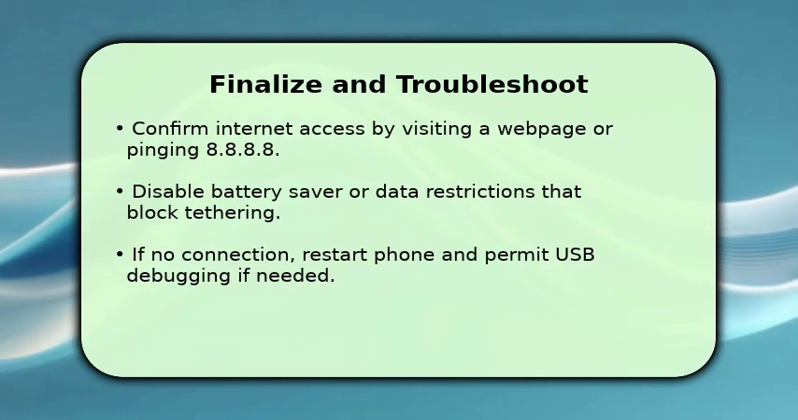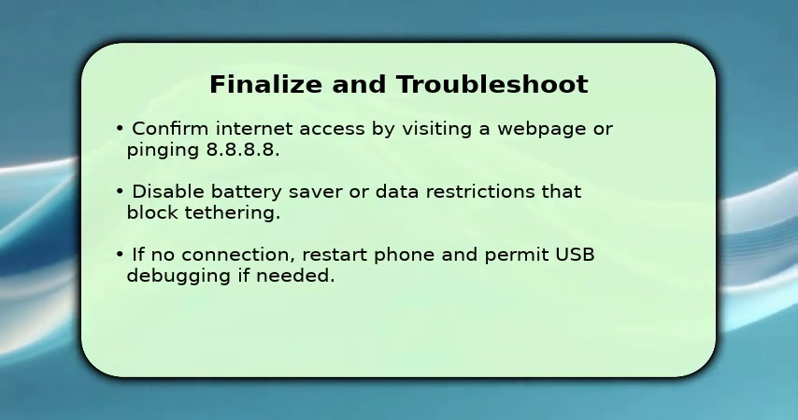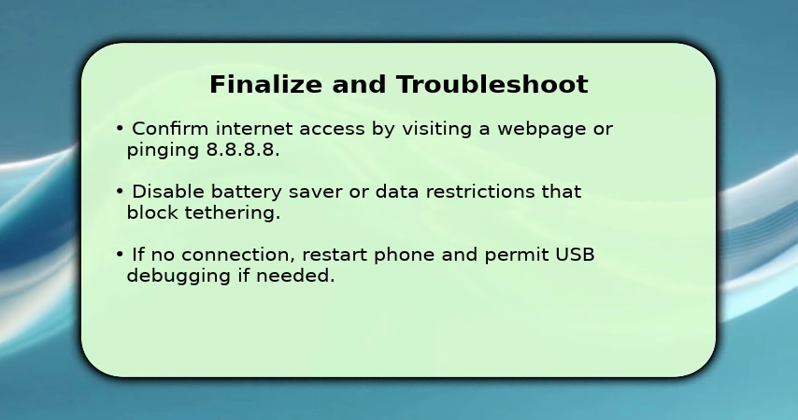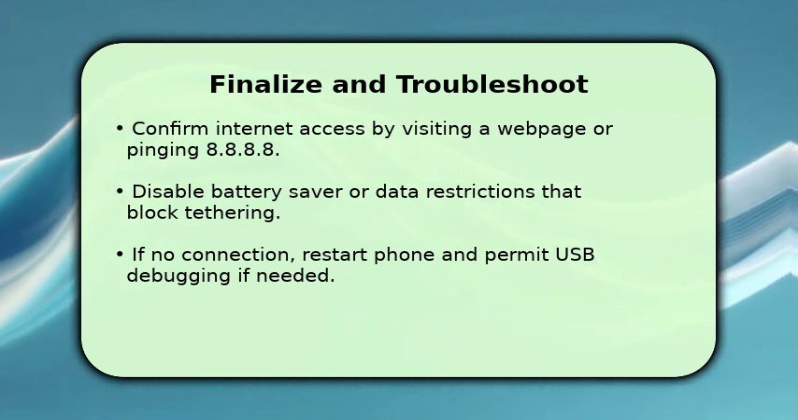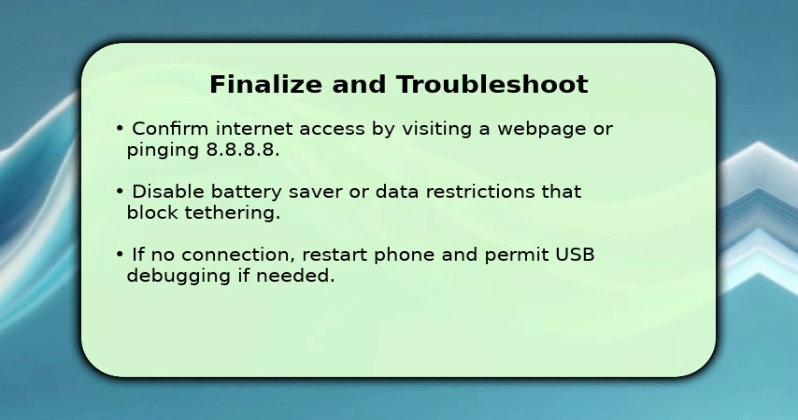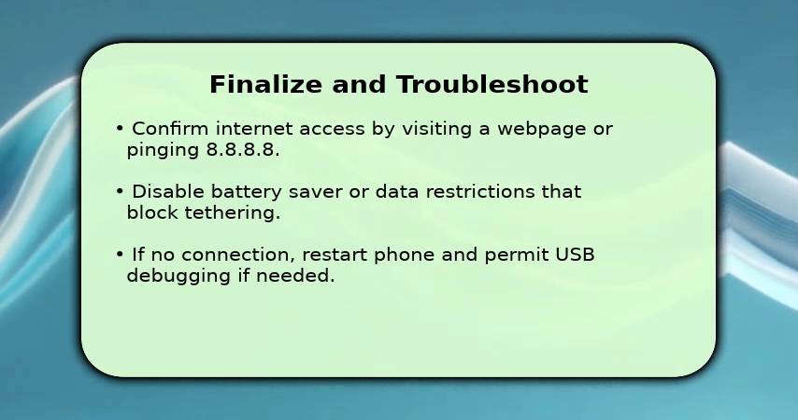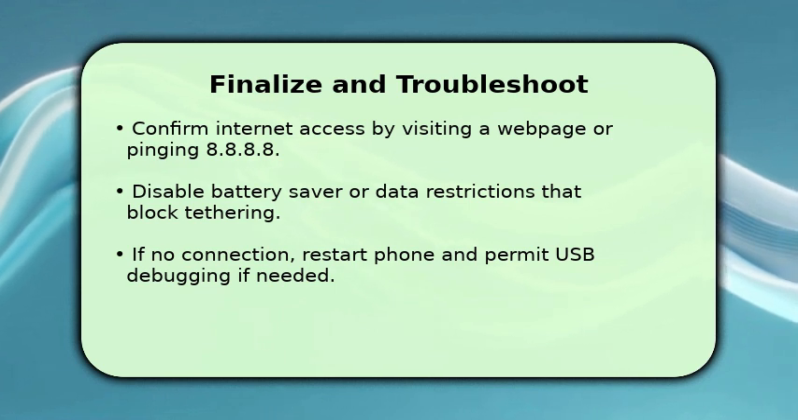You finish by verifying connectivity. Open a browser or ping 8.8.8.8 from the PC to confirm packets travel through the phone. Make sure battery saver and data restriction settings are off, because those can silently block tethering.